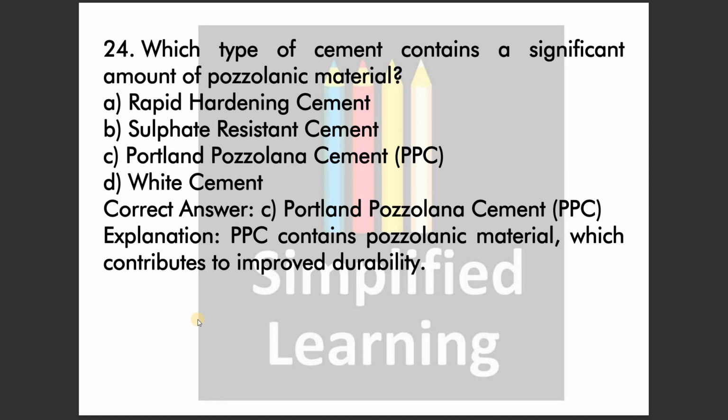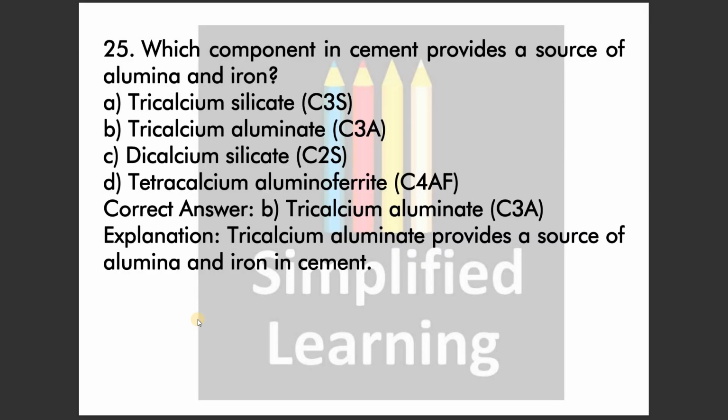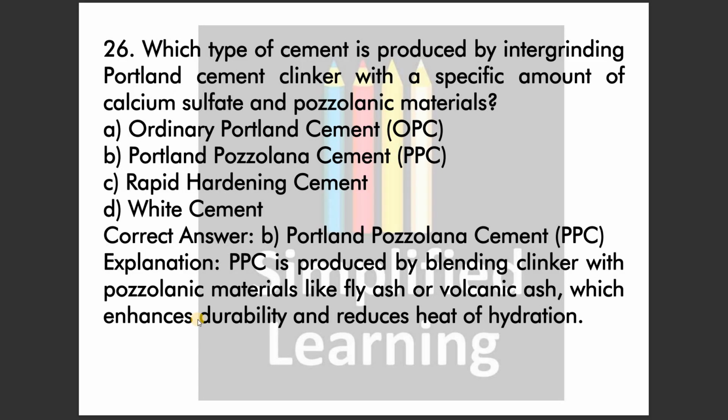Then, which type of cement contains a significant amount of pozzolanic material? The answer is Portland Pozzolana Cement, that is PPC. It contains pozzolanic material which contributes to improved durability of cement. Then, which component in cement provides a source of alumina and iron? Tricalcium aluminate provides a source of alumina and iron in cement. Then, which type of cement is produced by intergrinding Portland cement clinker with a specific amount of calcium sulfate and pozzolanic material? The correct answer here is Portland Pozzolana Cement, that is PPC.